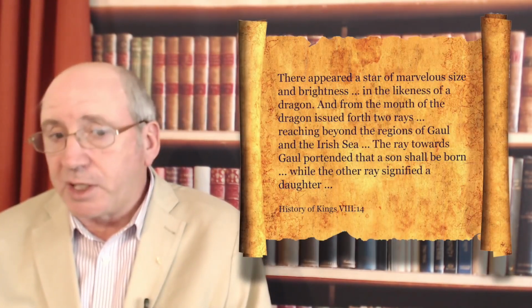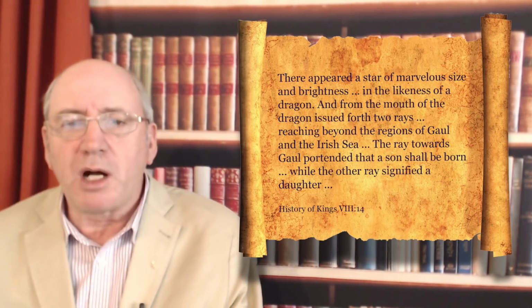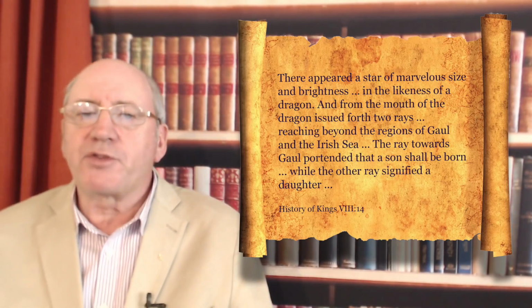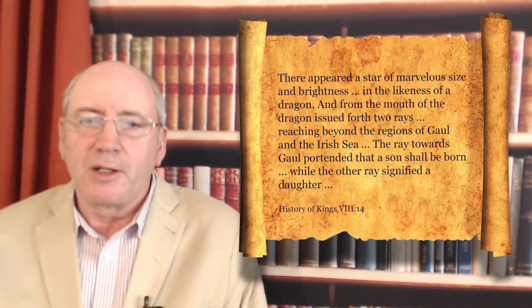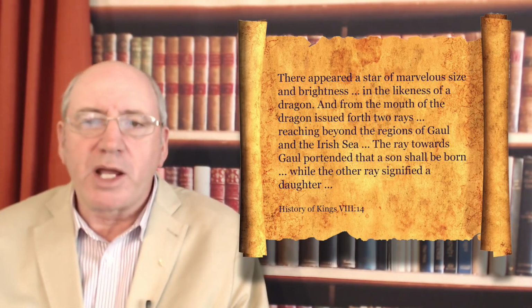And this explains the birth of King Arthur. The birth of King Arthur is very loosely based upon the birth of Hercules. It's more or less the same story. But Monmouth takes this one step further. And Geoffrey of Monmouth says of the birth of King Arthur, he says, there appeared a star of marvellous size and brightness, in the likeness of a dragon, and from the mouth of the dragon issued forth two rays, reaching beyond the regions of Gaul and the Irish Sea. The ray towards Gaul portended that a son shall be born, while the other ray signified a daughter.